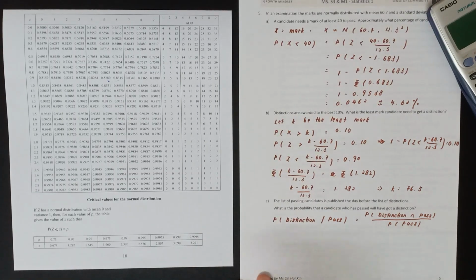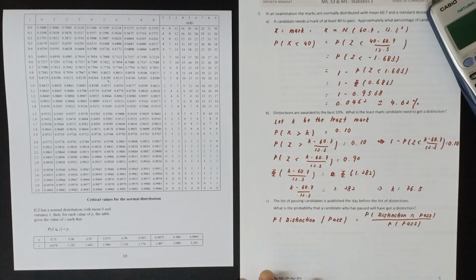So you see, this is not independent, and this one is very obvious. For me to get a distinction or a pass, if I already know that I pass, then I have a higher chance for me to get a distinction. If I don't even know that I pass or not, then the chances for me to get distinction will be lower because maybe I fail. But now I already know that I pass, so the chances for me to get distinction will become higher. So they are not independent, so you cannot do multiplication.